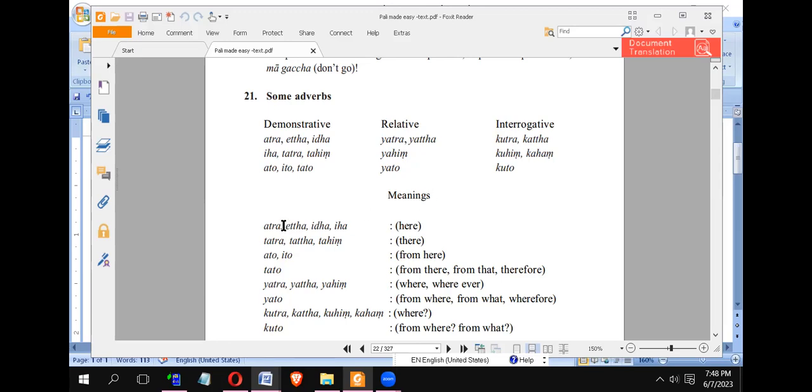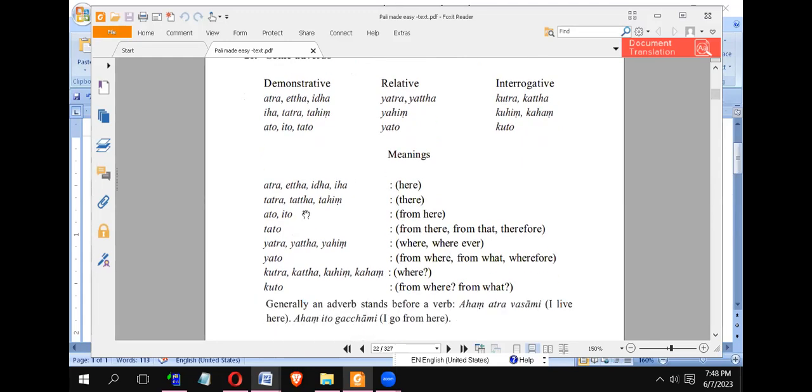Okay, let's look at this one. Atra, eta, ida, iha: here. You notice that it either starts with A, or with E, or with I. It means here. But if you have the TA, it's talking about there: tatra, tata, tahim, there. Ato, ito: it starts with the to here. To is from. Then you have the A here, so A with the to, from here, or I with the to, from here.